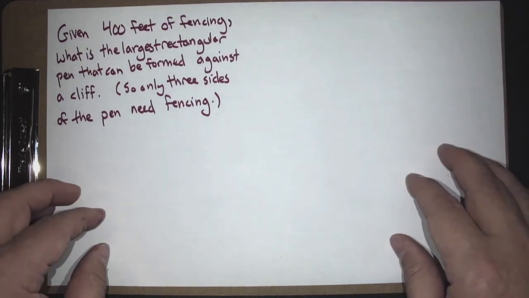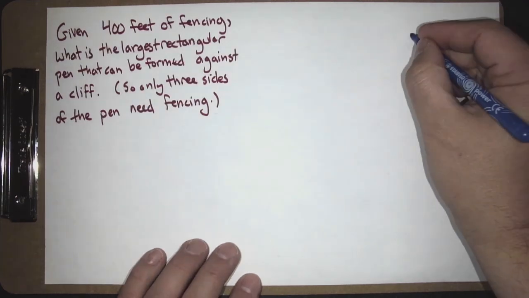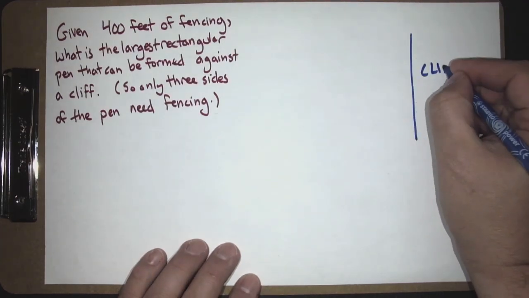So here we go. First problem, warm-up problem. We're given 400 feet of fencing. And we're asked, what is the largest rectangular pen that can be formed against a cliff? All right, so let's draw our picture here. So what do we have? We have a cliff. So this is our cliff.